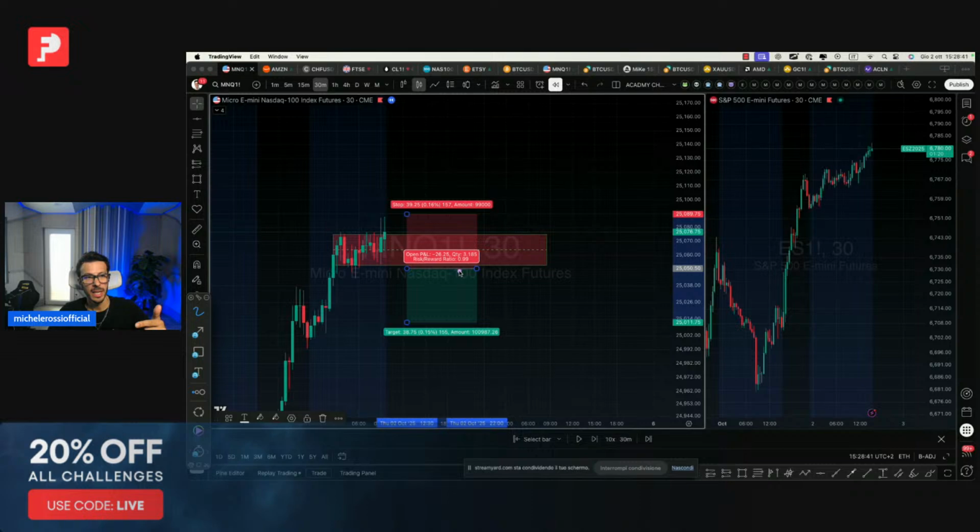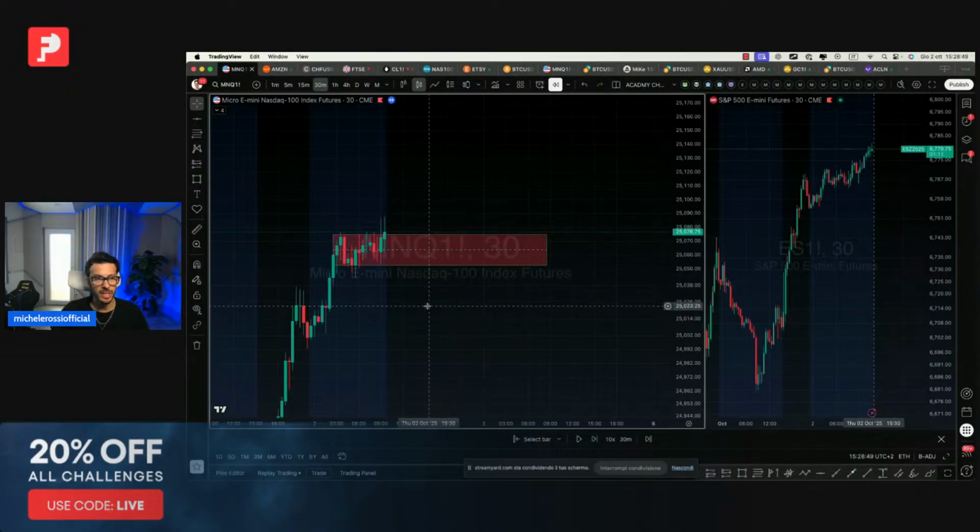So is this an A plus setup? What do you think? I think this is not an A plus setup. This is B. This is C. So I'm not going to take this trade.